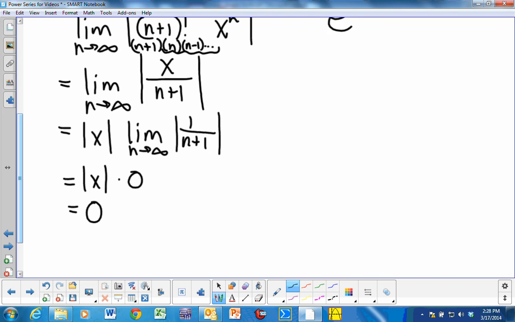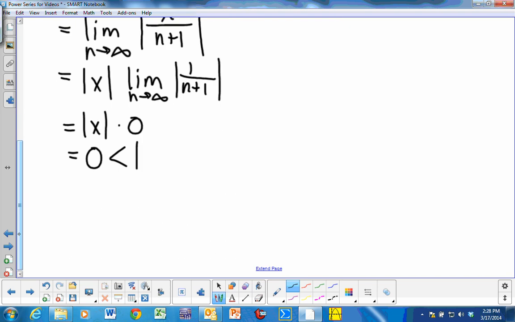Well, for the ratio test, we test to see how that compares to 1. Well, this is less than 1. If it's less than 1 for the ratio test, this tells me this converges. So this original x to the n over n factorial converges.